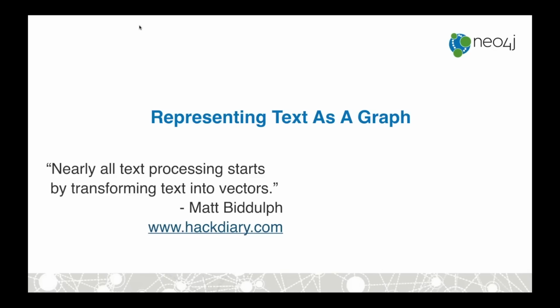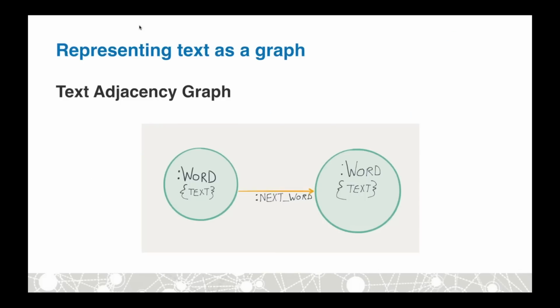Traditionally, using standard methods of natural language processing, instead of a graph, we would build a vector model, like a vector space model. But we're not going to do that. We're going to build the text adjacency graph. So we're going to have word nodes with a relationship between them when we've seen those words together in our text corpus.